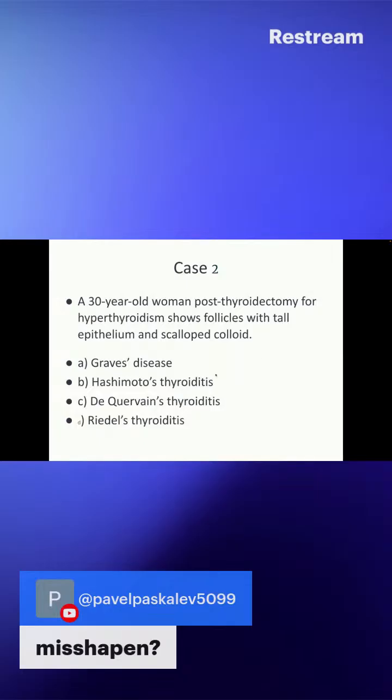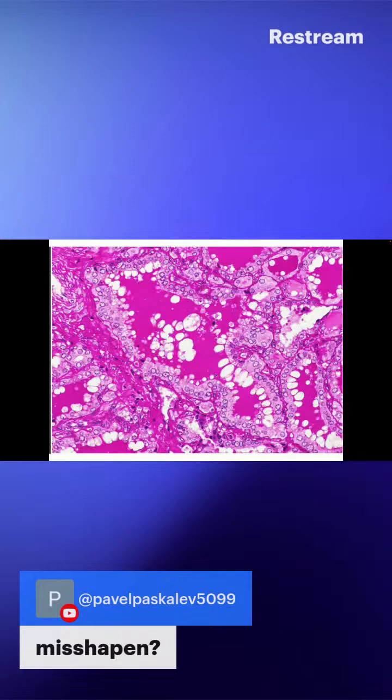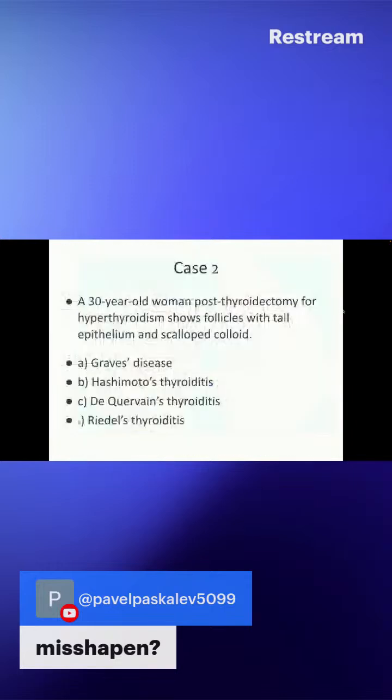So if you go to case number two, if there's anything that you want to ask about before going to case number two, you're more than welcome. So, case number two, a 30-year-old woman post-thyroidectomy for hyperthyroidism shows follicles with tall epithelium and scalloped colloid.